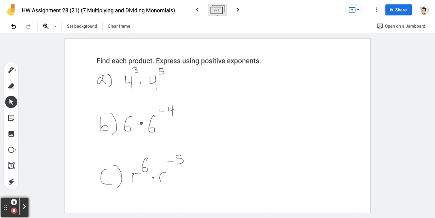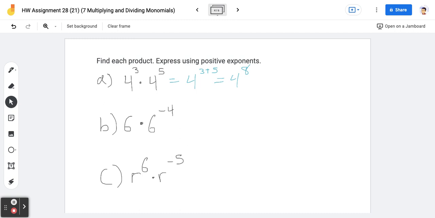All right, so let's go ahead. Let's find each product, and we're going to express the answers using positive exponents. So 4 to the 3rd times 4 to the 5th. Well, I'm multiplying, so I'm going to keep the base the same, and I'm going to add the exponents. So that's going to be 4 to the power of 8, and we could leave it like that for now.